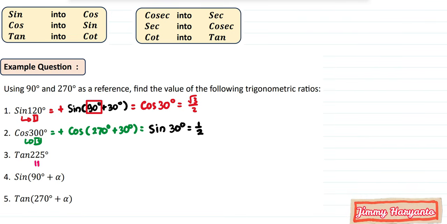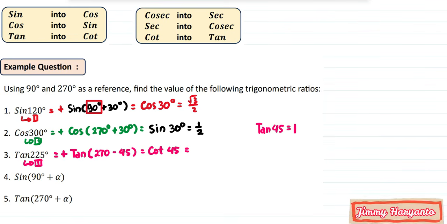Next is 225. 225 lies in the third quadrant. Tangent in the third quadrant will become positive. You break down the 225, it will become 270 minus 45. Because we use 270, the tangent will become cotangent, cotangent of 45. Cotangent 45 is the reciprocal of tangent 45. Tangent 45 equals 1. It means cotangent is 1 over 1, which is 1.